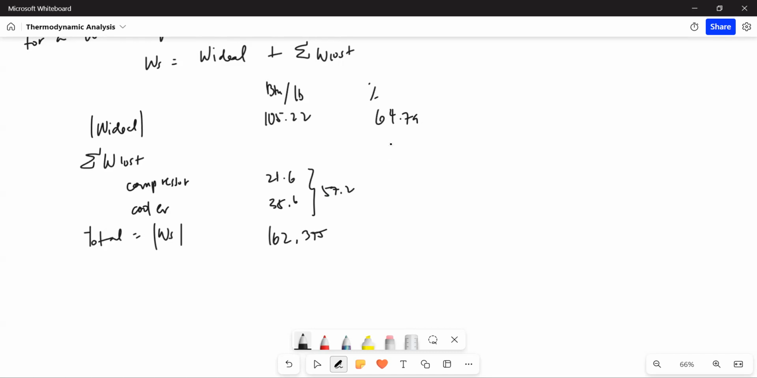In terms of percentages, 64.79, that's the percentage of the work ideal. And then this is 13.3, this is 21.91, and this is 100. If we sum this, let me sum that. 13.3 plus 21.91, that's 35.21.